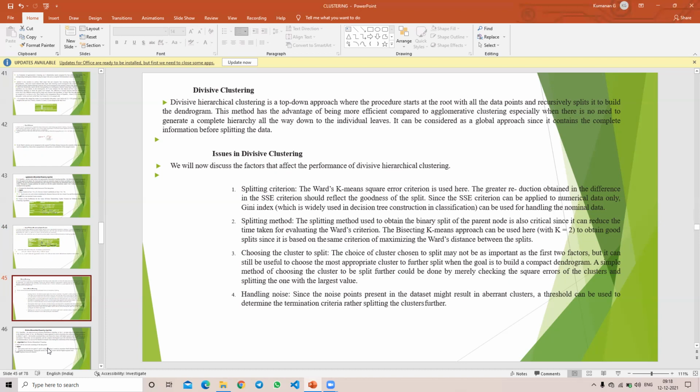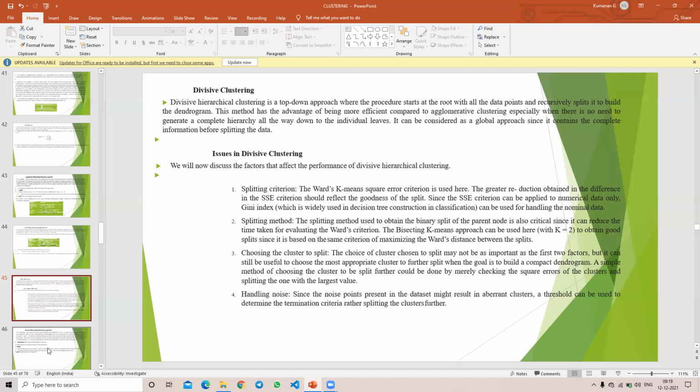Issues in divisive clustering. We will now discuss the factors that affect the performance of divisive hierarchical clustering. First, splitting criteria. Ward's k-means squared error criterion is used here. The greater reduction obtained in the SSE should reflect the goodness of the split. Since the SSE criterion cannot be applied to categorical data, the Gini index, which is widely used in decision tree construction in classification, can be used for this.